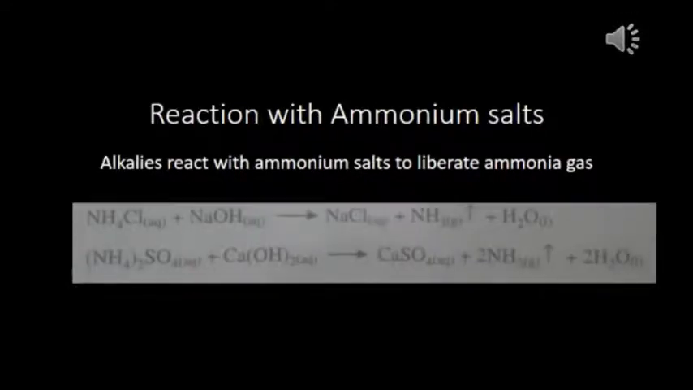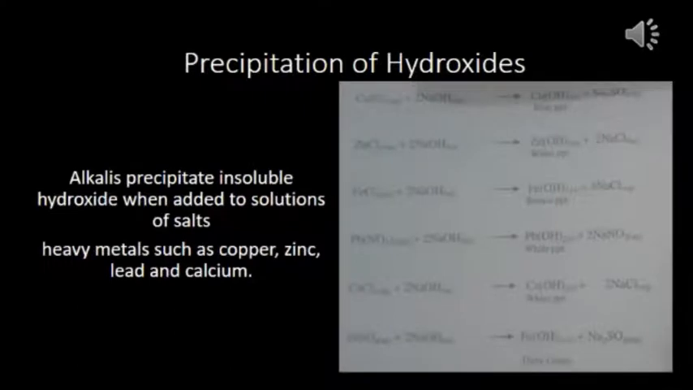Reaction of bases with ammonium salts. Alkalis react with ammonium salts to liberate ammonia gas. When an alkali such as sodium hydroxide reacts with an ammonium salt, it produces a salt, that is sodium chloride, ammonia gas and water, as you can see in the reaction below.